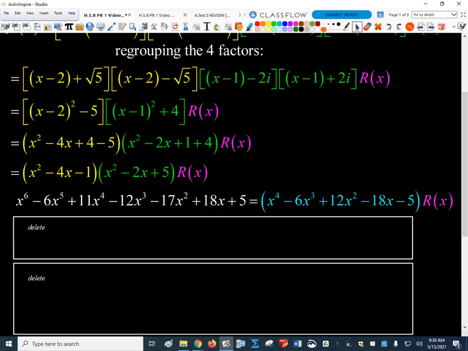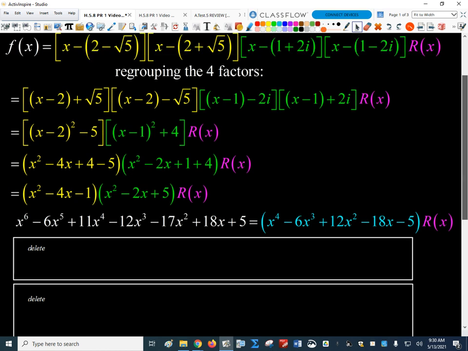Maybe I'm not so clever after all. But if I FOIL all that stuff out, we're not going to go through the hassle of doing that. You guys can all do that. Distribute the x squared, distribute the negative 4x, distribute the negative 1, add like terms. You guys can do that. I get this blue quartic polynomial, okay?